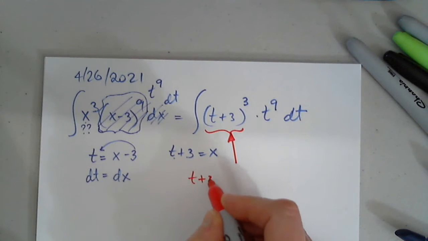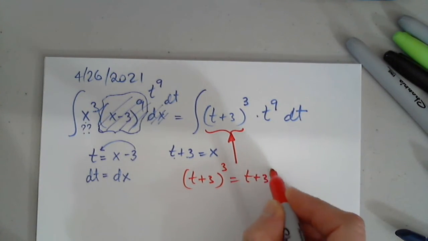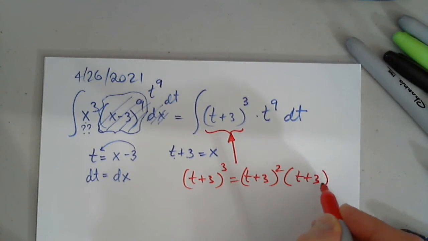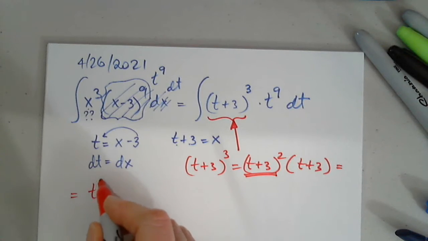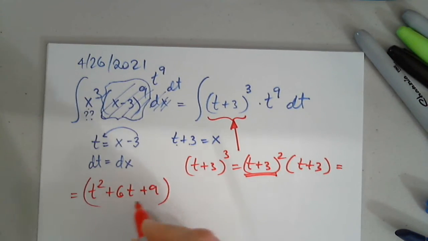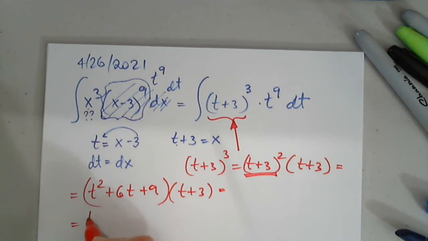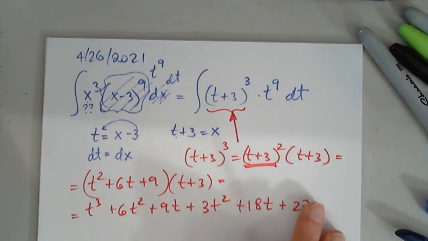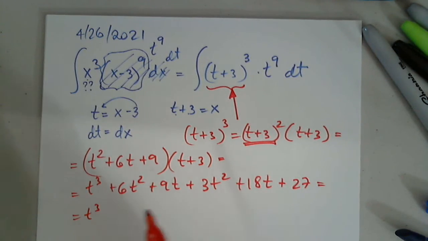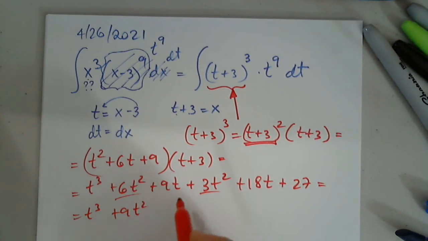So then it's t plus 3 to the 3rd, which is t plus 3 squared times t plus 3. It will not take long. I know what this is because we talked about that from the very beginning of the class: t squared plus 6t plus 9. It will not take long to multiply again by t plus 3. And then I have t to the 3rd plus 6t squared plus 9t plus 3t squared plus 18t plus 27. And I will simplify into t cubed plus 9t squared plus 27t plus 27.